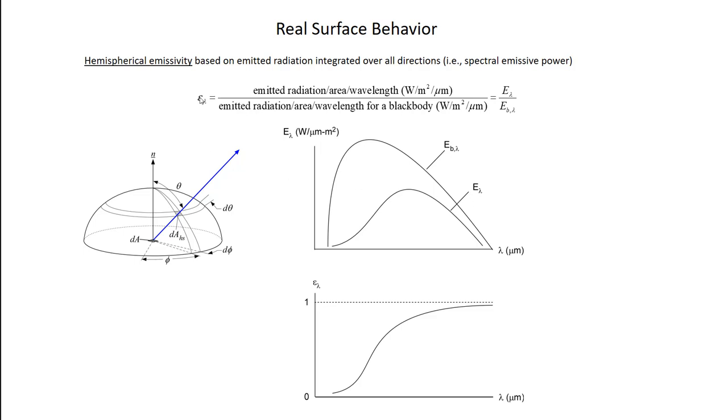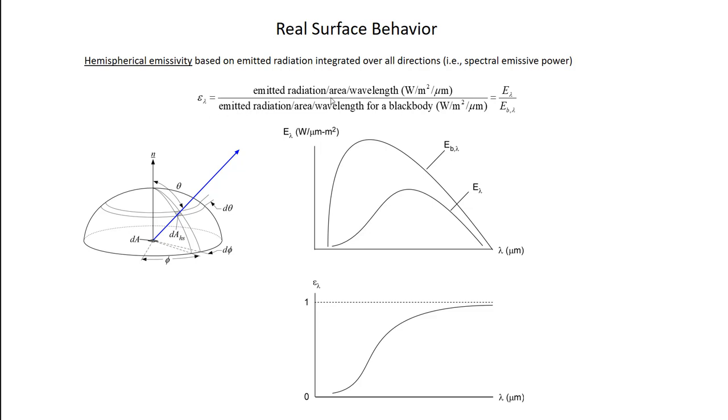So this is the emissivity based on the emitted radiation integrated over all directions, right? You're basically going to take the radiation that's emitted and integrate it over this entire hemisphere, so from theta equals 0 to 90 degrees and from phi equals 0 to 360 degrees. So you're going to get the total amount of radiation emitted over all of the different directions, right? So this is hemispherical emissivity, still a function of wavelength, right?